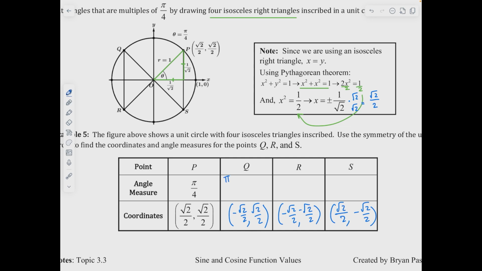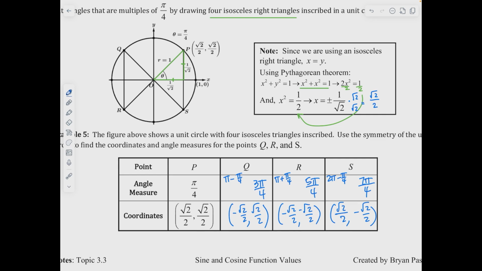So again, for quadrant 2, pi minus pi over 4 leaves me with 3 pi over 4. Pi plus pi over 4 leaves me with 5 pi over 4. And then 2 pi minus pi over 4 leaves me with 7 pi over 4.